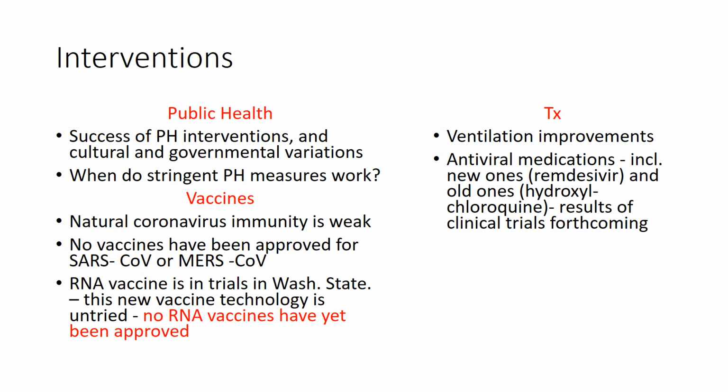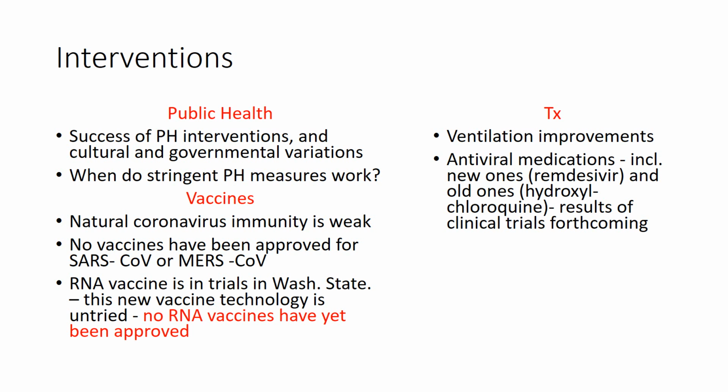There have been no vaccines approved for SARS-CoV or MERS-CoV. That's not for lack of effort. There have been a number of research projects trying to develop vaccines, and they haven't been successful so far. So the generation of a vaccine for SARS-CoV-2 is not going to be a simple process. There is a candidate vaccine, however. It's a new technology, using RNA to vaccinate. No RNA vaccines have been approved yet for anything, so it's very new technology.